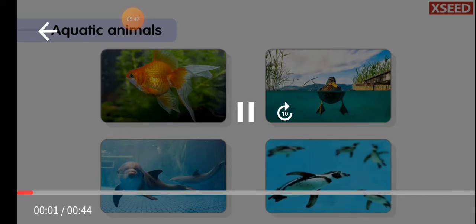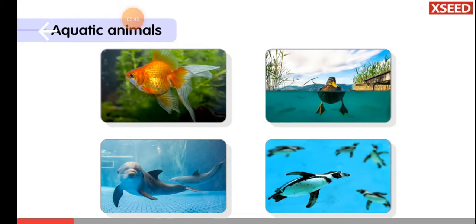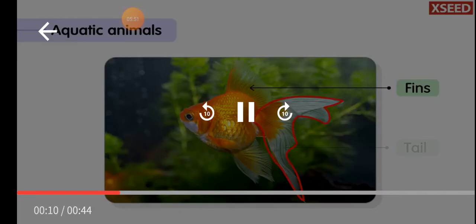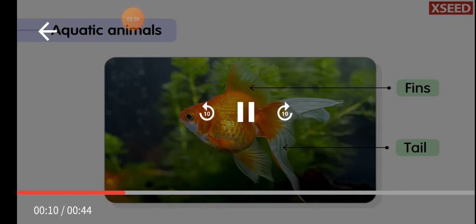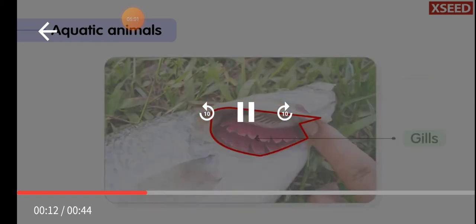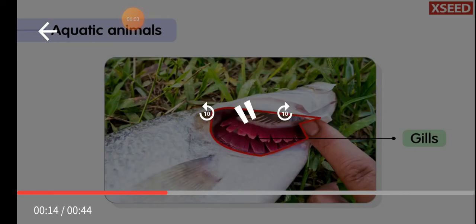And what special features? Aquatic animals have special features that help them survive in water. Fins and tail, you can see the fins of the fish and the tail, which help a fish in movement, help them to swim. Gills are helping them to breathe.